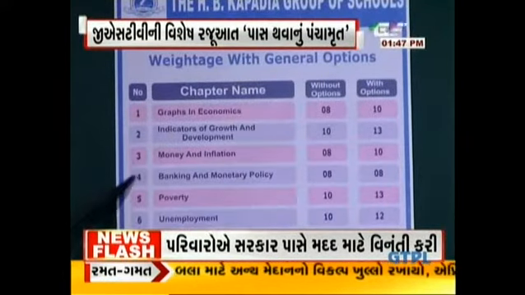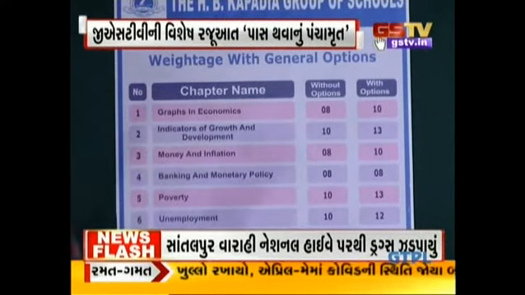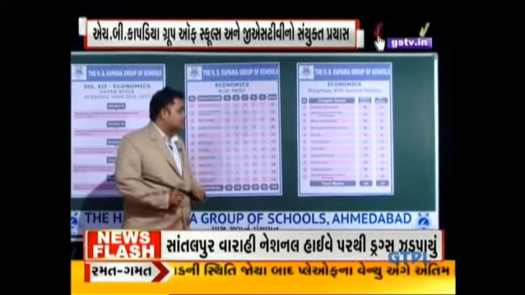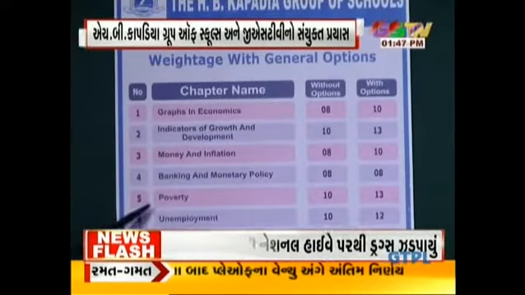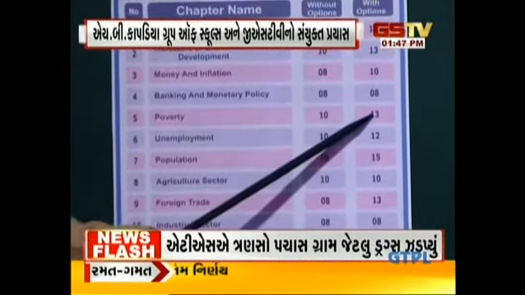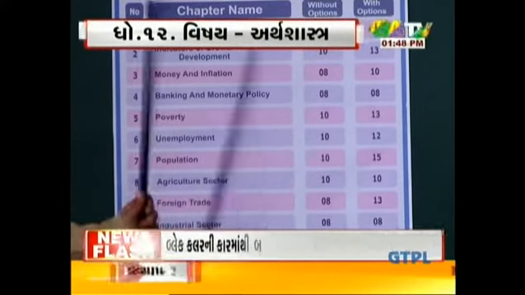We see chapter number 4, banking and monetary policy. There is no addition in this chapter. Without option it was 8 marks, with option also it is 8 marks. Chapter number 5, poverty: without option it is 10, with option it is 13. You got the point? There is an addition of 3 marks.